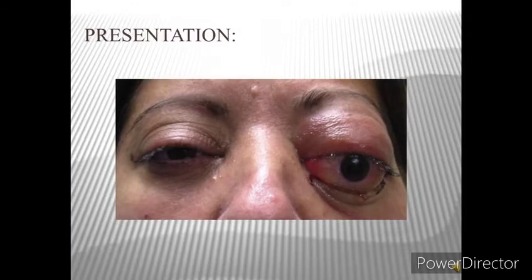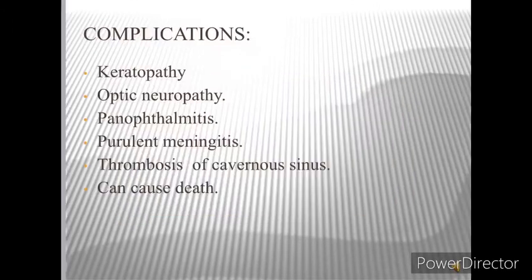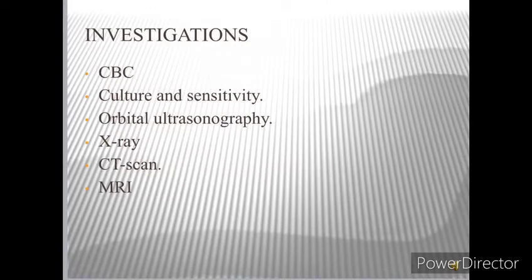And then the presentation, as you can see clearly. There is redness, there is swelling, there is proptosis, tender eye. And then comes the complications: keratopathy because of exposure of cornea, optic neuropathy, panophthalmitis, whole orbital inflammation, purulent meningitis, thrombosis of cavernous sinus, which can lead to death.